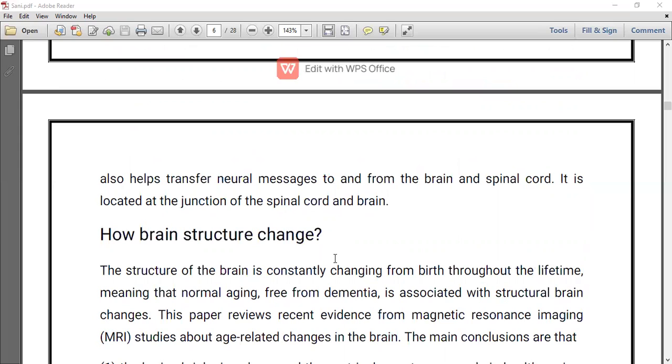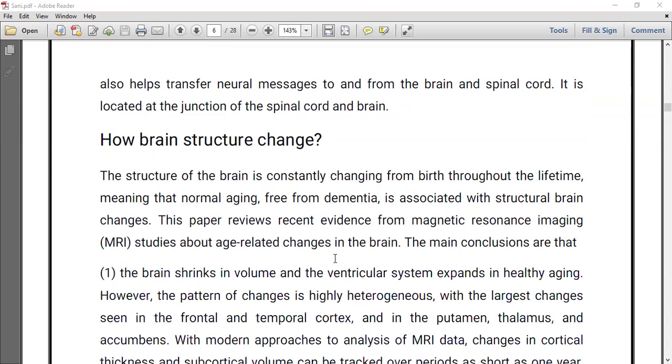Now, I am discussing how brain structure changes with life and with chemicals. Number one, we are discussing how brain structure changes. The structure of the brain is constantly changing from birth throughout the lifetime, meaning that normal aging free from dementia is associated with structural brain change.